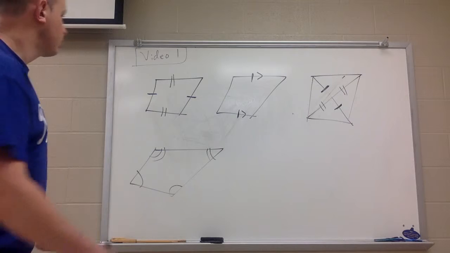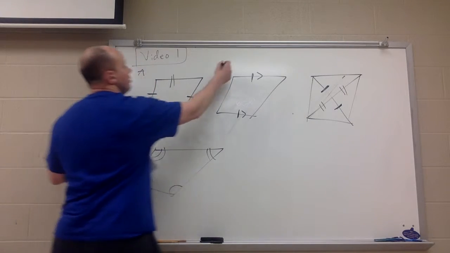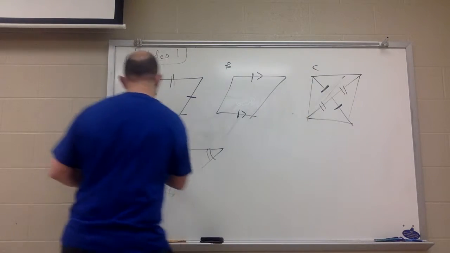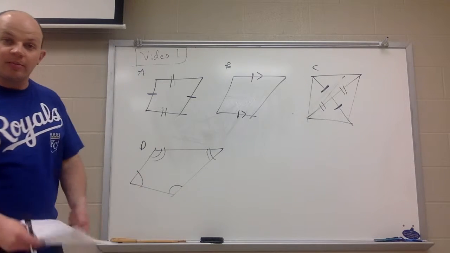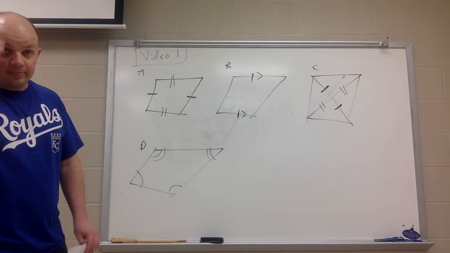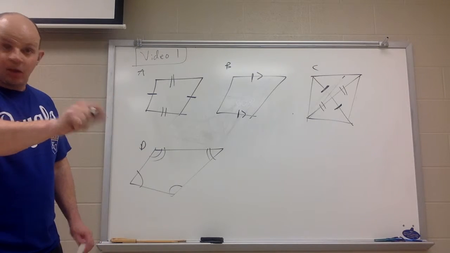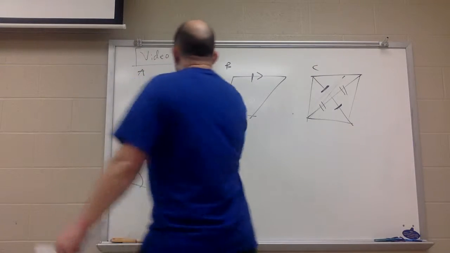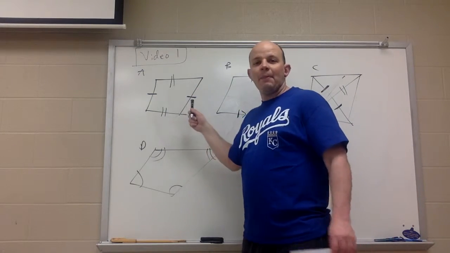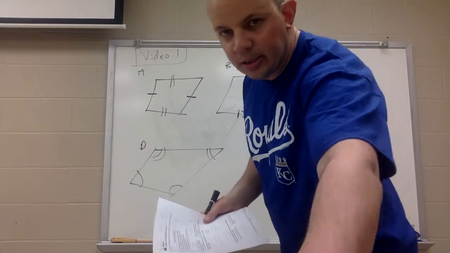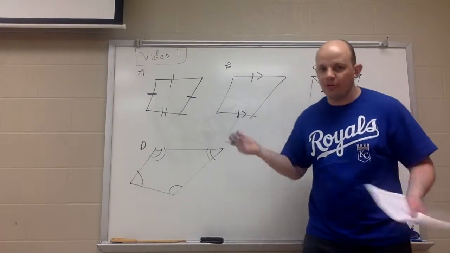All right. So I'm gonna label these A, B, C, D. Okay? Pause at this moment, answer if you think they're parallelograms or not. Okay, I'm back. All right, so this one, A: both sets of opposite sides are congruent, therefore it's a parallelogram.